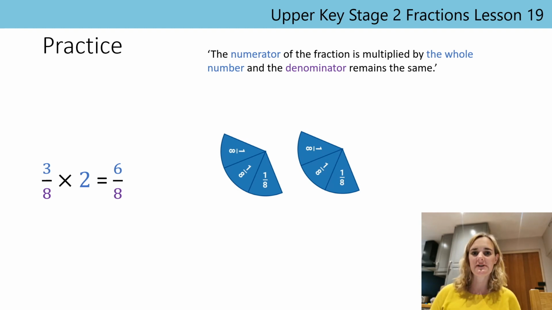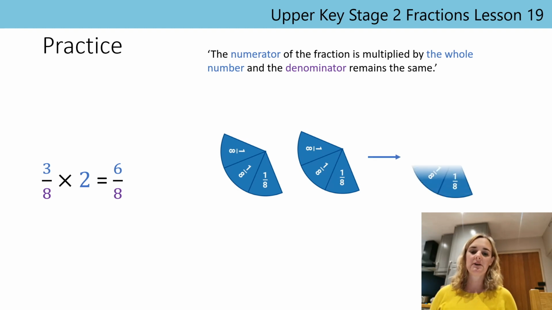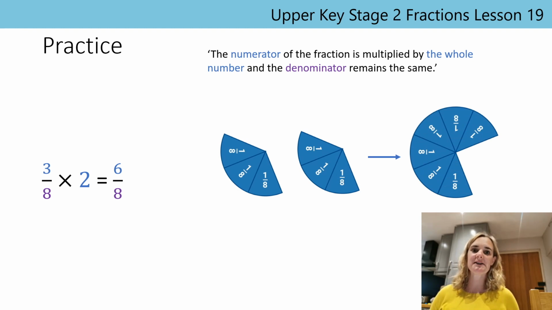So let's have a look at the first question. She left you with 3/8 multiplied by 2, and yesterday you learned that when you're multiplying a fraction by a whole number, the numerator of the fraction is multiplied by the whole number and the denominator remains the same. So in this example, the 3 from the 3/8 will be multiplied by the 2 to give us 6/8, and we can see that in the picture where it shows two sets of 3/8. When we multiply them, you can see that they join together to become 6/8.